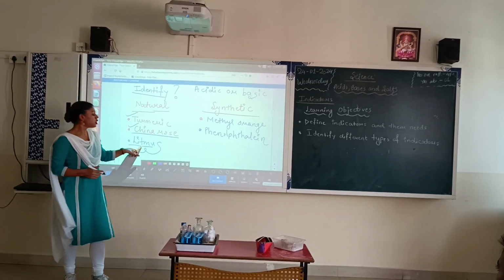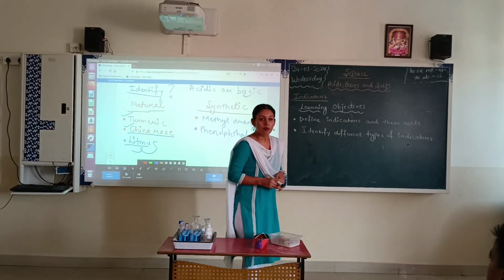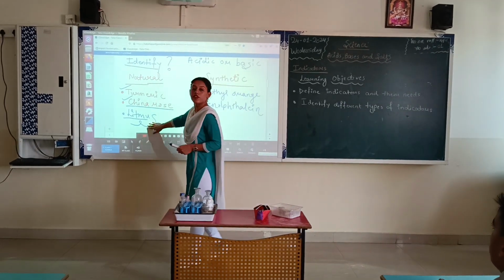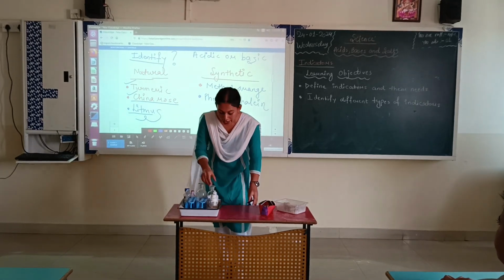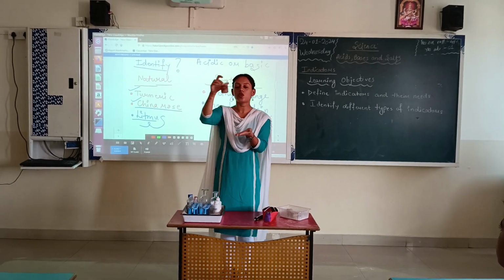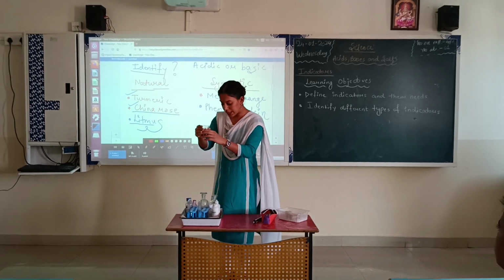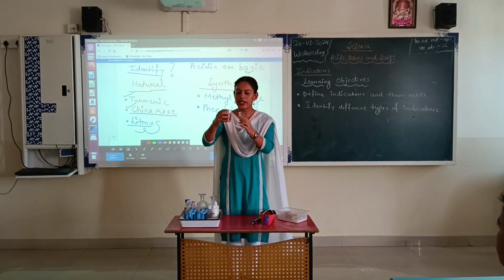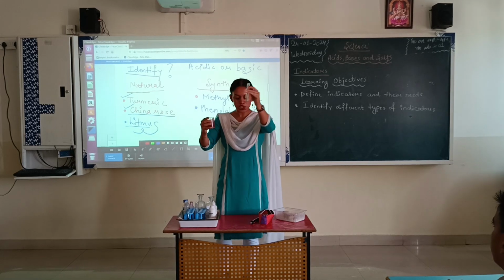Okay. Now when we talk about litmus here, litmus is a natural indicator because we get it from lichens. So it's a kind of dye which we use. We get it from lichens. That's why it is a natural indicator. Now I have China rose with me. What I have done is I have boiled China rose in water so that I can get a solution form. I will take this and pour it into the test tube. It's still warm. Okay, let's see. This is the first test tube.